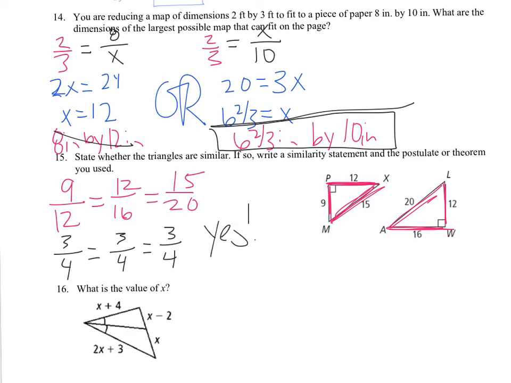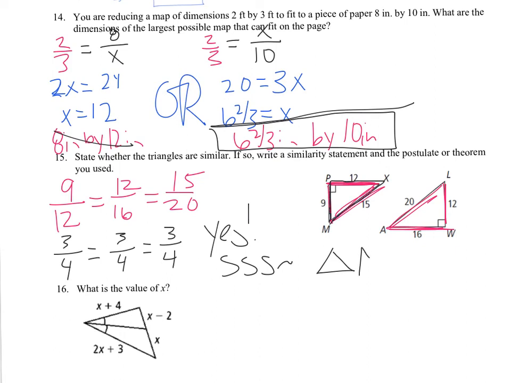Yes. So by side, side, side similarity. Now I have to write a similarity statement. Triangle. So now be careful. Always draw your first triangle first. So I'm going to go with my small, medium, large.